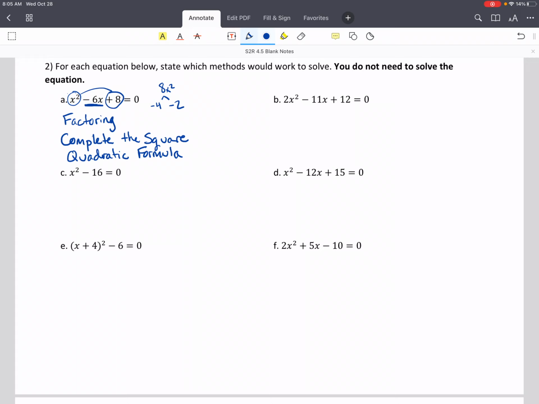Okay, we're just going to keep going through that same thing. Okay, part B, we're going to see if this factors. Does anything multiply to 24 but add to -11? -3, -8. Nailed it. So factoring. I'm not going to take a square root because I have this -11x here. I'm not going to complete the square because a does not equal 1, a is 2, and b is odd. So the only other one I would use is quadratic formula.